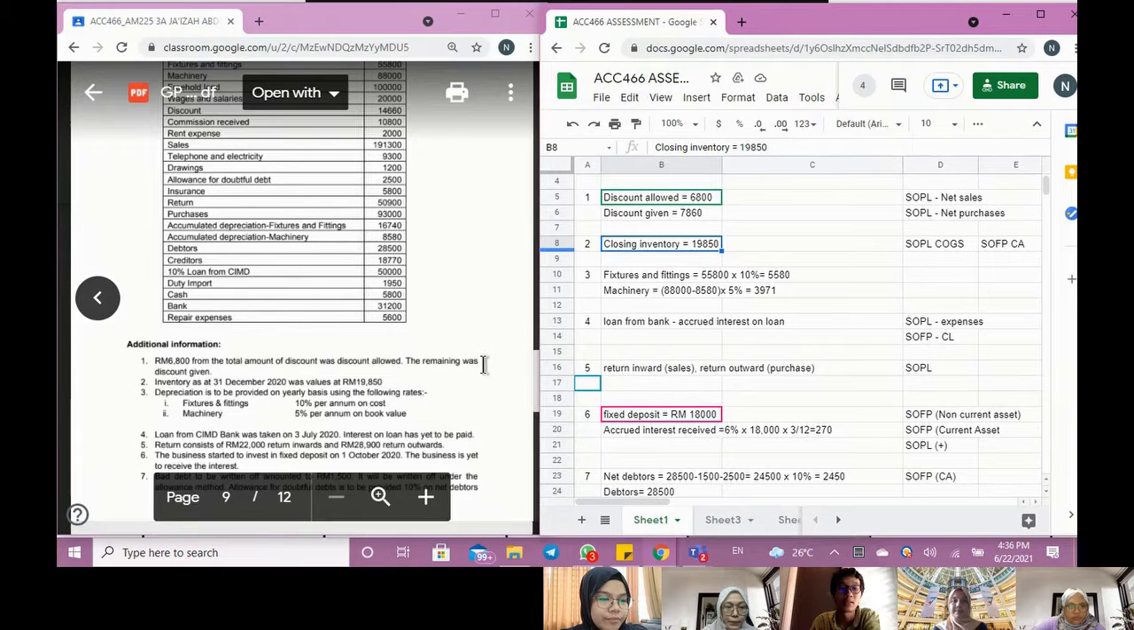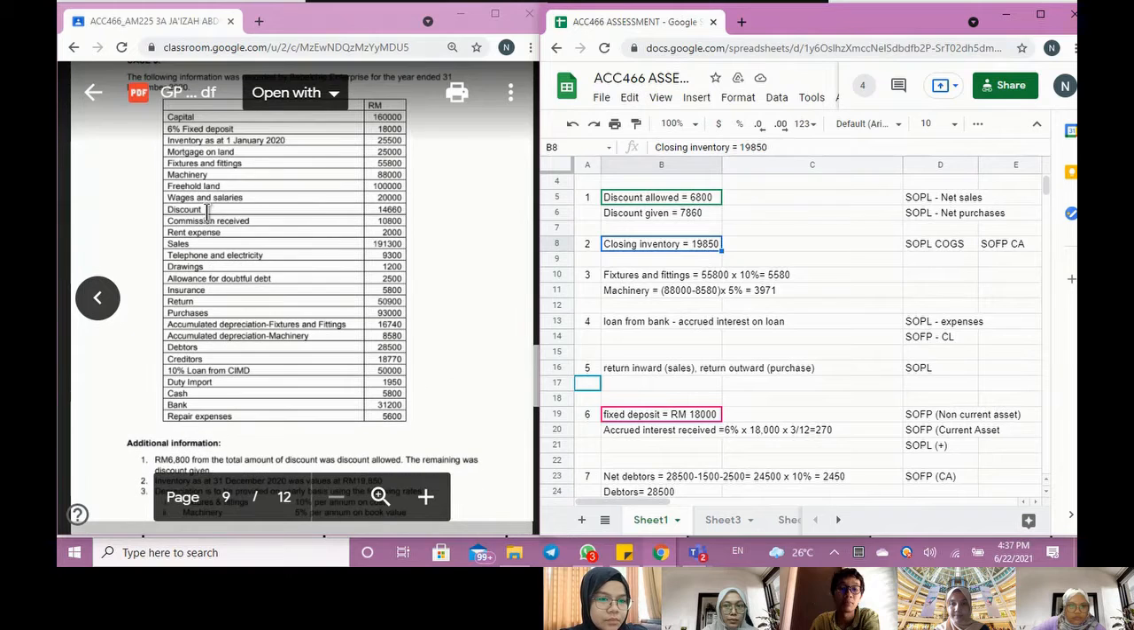Moving on to the first question, 6,800 from the total amount of discount was discount allowed. The remaining was discount given. So basically 6,800 is discount allowed, and to find out the discount given, we look at the table. 14,660 minus 6,800, and you will get 7,860. Discount allowed will be put at the statement of profit and loss under sales, while discount given will be put at the statement of profit and loss as well, under net purchase.